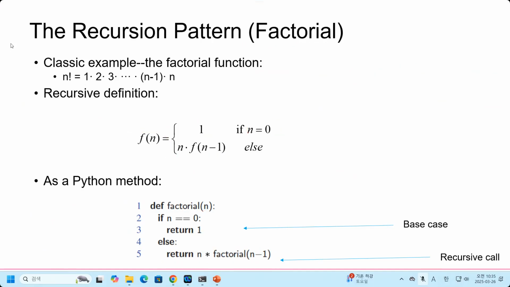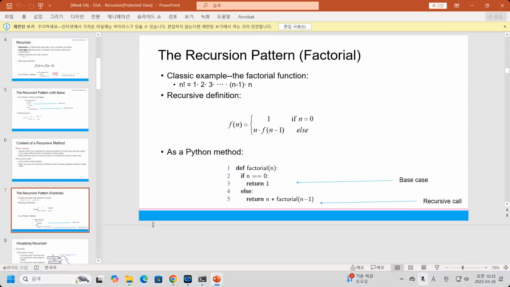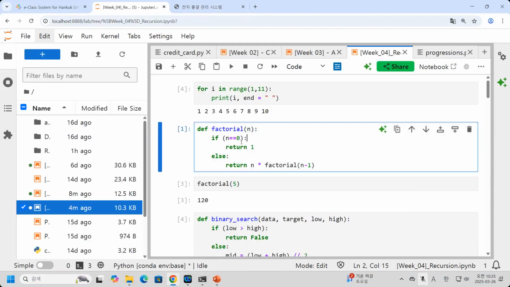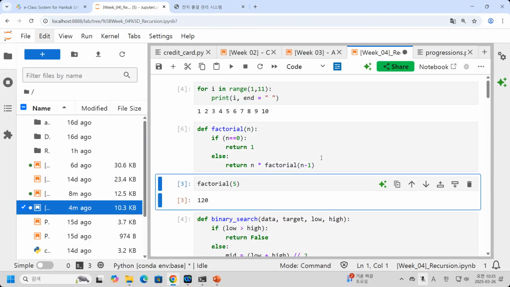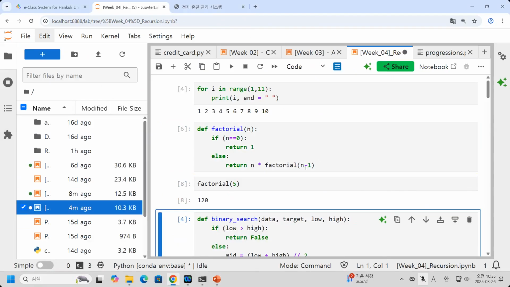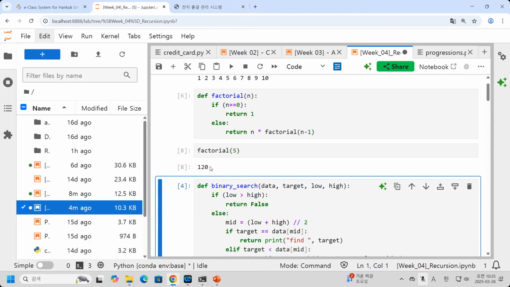So let's see. This is factorial. Factorial n equals to 0. It will return 1 if it is 0. If not, then let's do the multiplication. So the factorial 5 is 120. 5 multiplied by 4, multiplied by 3, multiplied by 2, multiplied by 1. And this is 120.